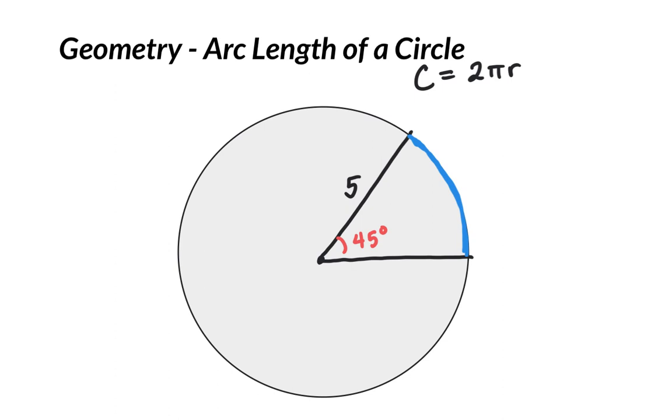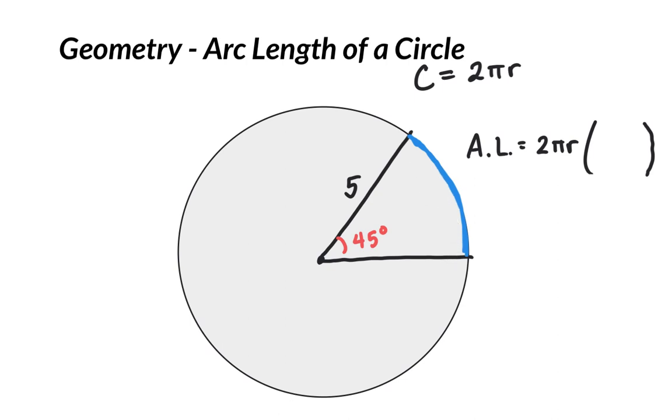But this is the circumference. Now, circumference is the entire thing. That's all the way around the circle. And we don't want that. We just want a portion of it. So what we're going to do is take our circumference formula and modify it a little bit. All right, arc length. We're going to take that circumference formula and multiply it by a fraction that represents what part of the whole circumference is just this blue part.